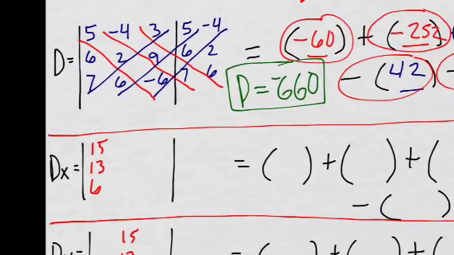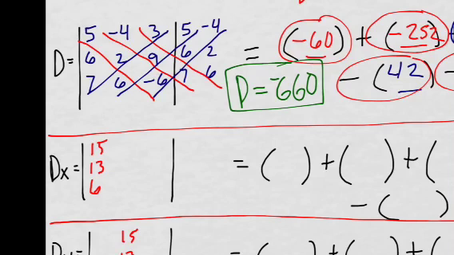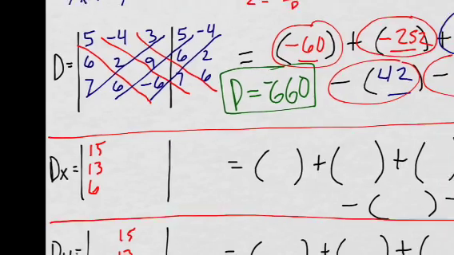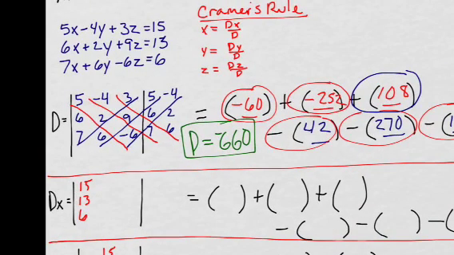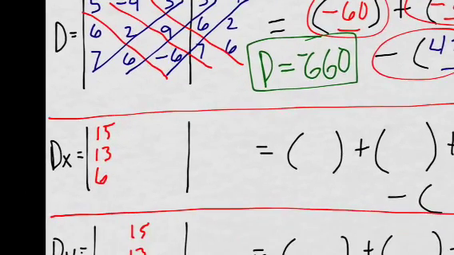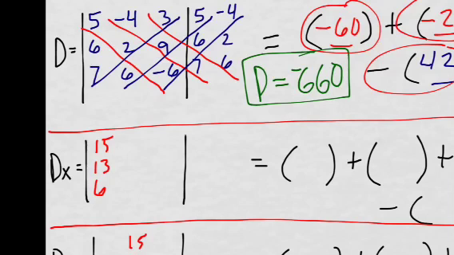We'll set up the matrix here. We're going to take the same matrix and replace the X column with these numbers here, the 15, 13, and 6, from what each sentence equaled. And so I've done that, I've already written that in. And then the rest of the matrix, that original D matrix, is going to stay the same. So I'll keep the negative 4, 2, and 6 in the middle column, the 3, 9, and negative 6 in the third column, and then I'll repeat.